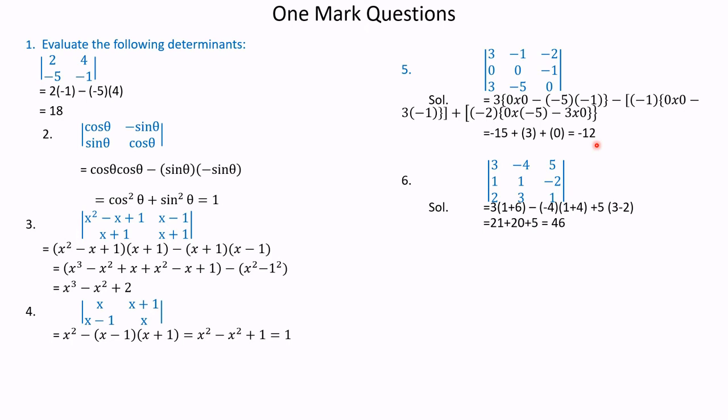Sixth problem. The given determinant is 3 minus 4, 5, 1, 1 minus 2, 2, 3, 1. So we will calculate. The first element, we will expand by the row 1. This is row 1. 3 into this 3. Cancel this column. Cancel this row. We get 1 into 1 is 1. Then minus of minus, that is plus. 2 into 3 is plus 6.